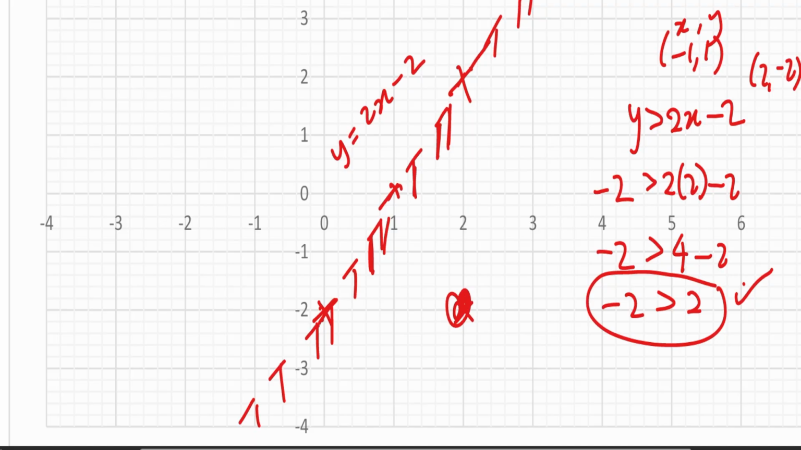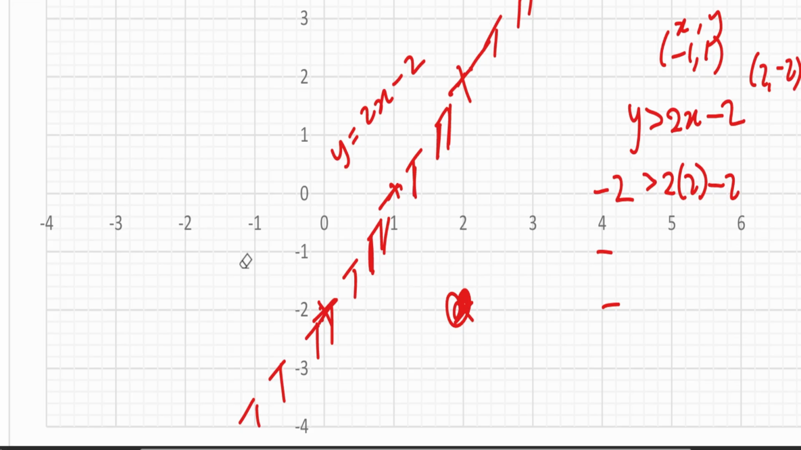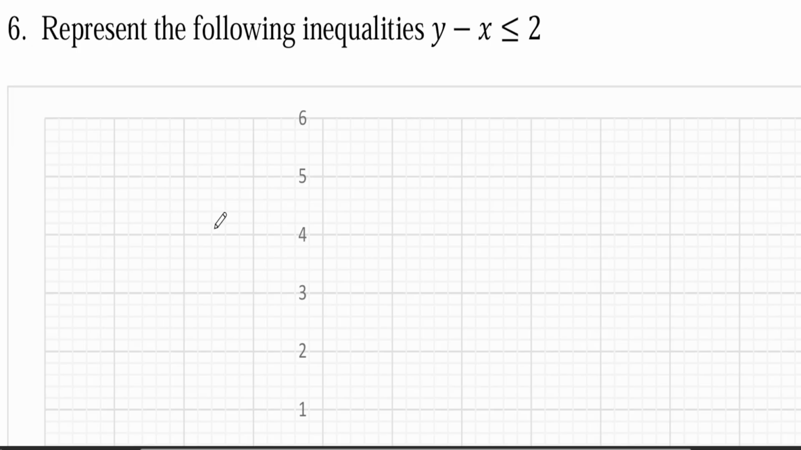So hopefully that is understandable. So those are two ways which you can use to draw that line. Now let's try the last question, and this is a question that you can do by yourself. Now for this question, represent the following inequality: y minus x is less than or equal to 2.